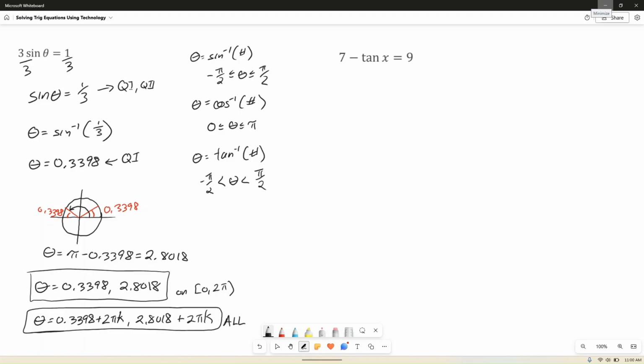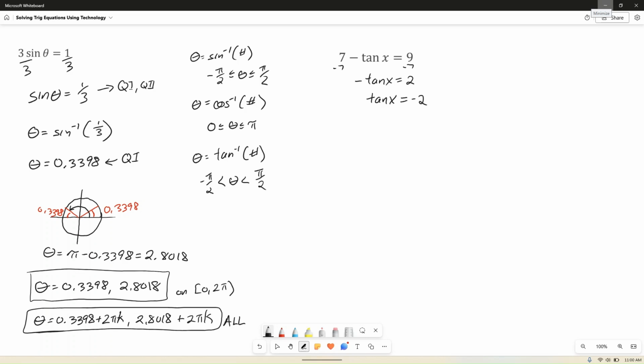We have 7 minus the tangent of x is equal to 9. Just like we've seen before, we want to isolate that tangent. So let's subtract 7 from both sides, and that will leave me with a negative tangent x is equal to 2. And then we don't want the tangent to be negative, so we'll multiply both sides by a negative 1 to change the sign. So we'll have tangent of x is equal to a negative 2.